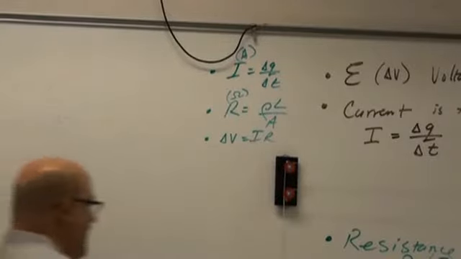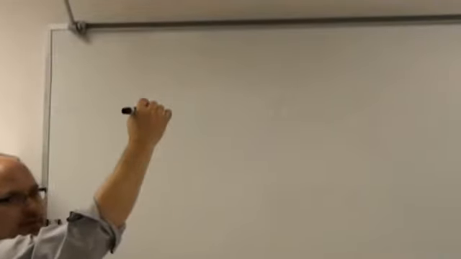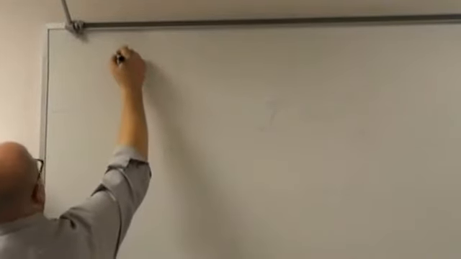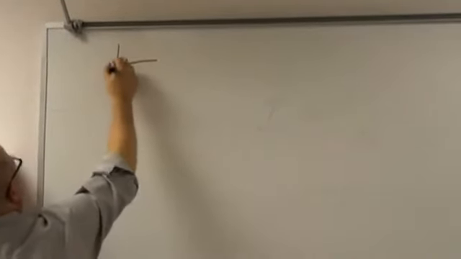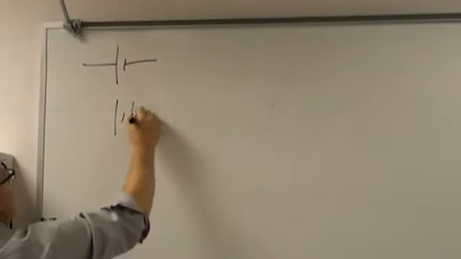Okay, so I need a black marker. Now let's start using this stuff. We need to know what are called schematic symbols. So here we go. Everybody, you ready? What's that? A battery. What's that? Two batteries.